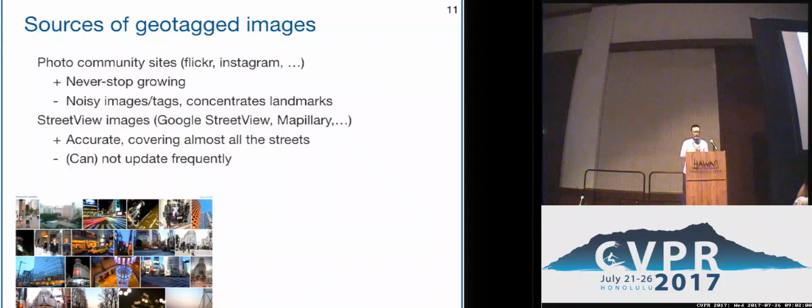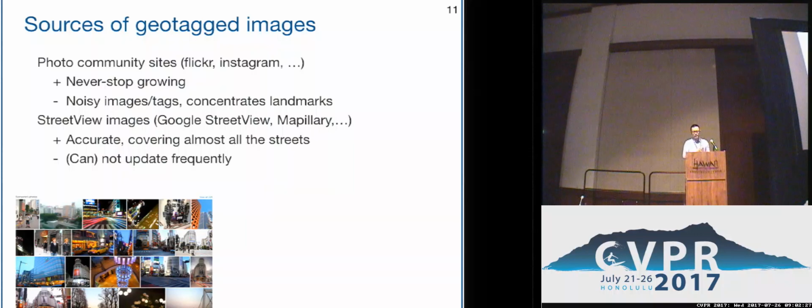So that means there are many photos taken at different times and different viewpoints. But the images and their geotags are often noisy or contaminated. So we have to do some pre-screening if we want to use those images as a database.